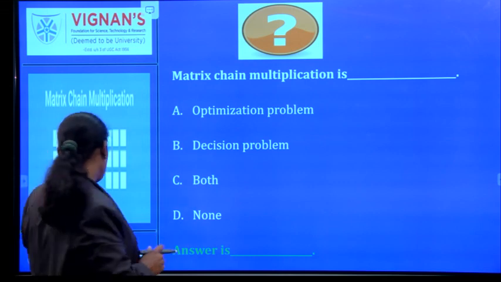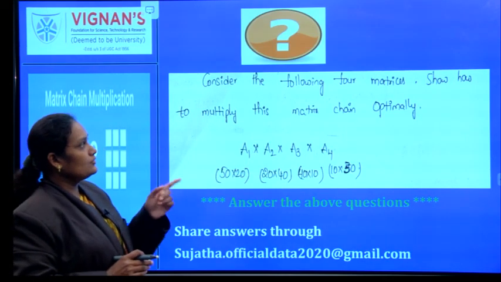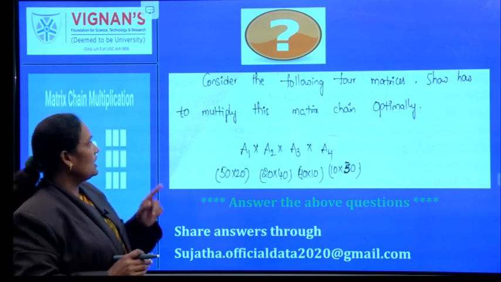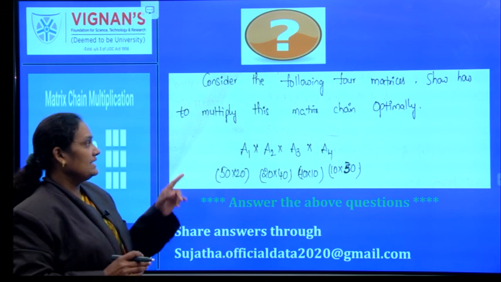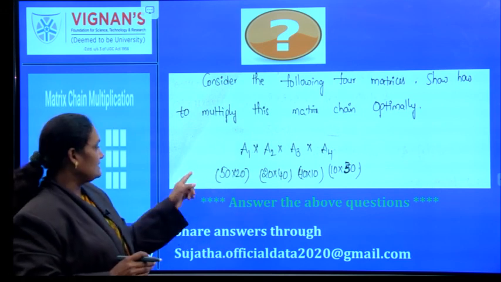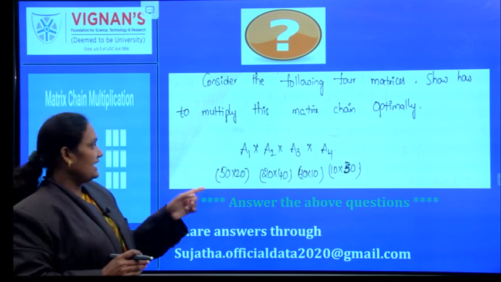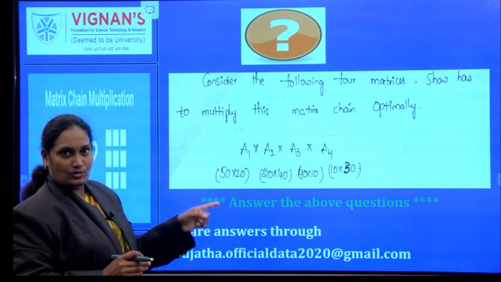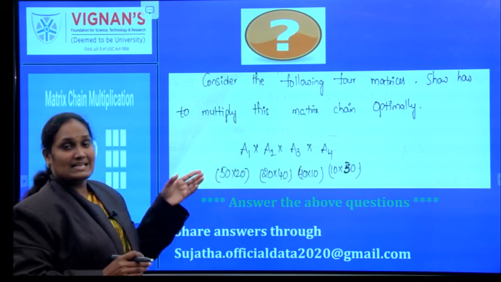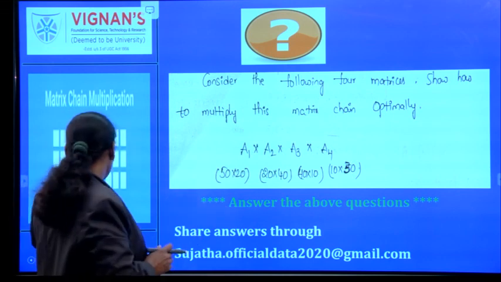Option D, none. The next one is, consider the following four matrices. Show how to multiply this matrix chain optimally. Here I have given four matrices and their dimensions. Now by taking these dimensions, find the optimal order of parenthesization for these four matrices and what is the cost required to multiply these matrices.